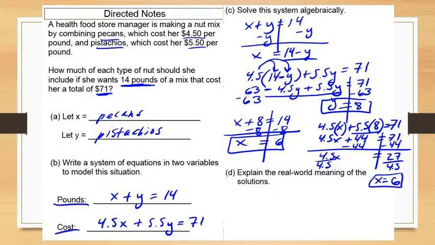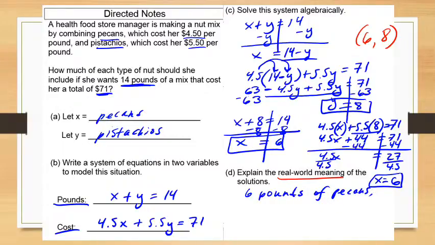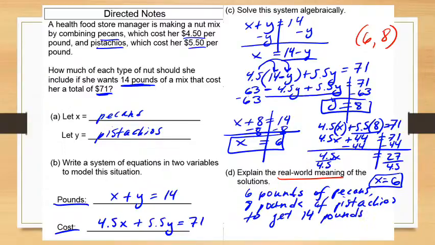However, again, I'm going to represent this ultimately as a coordinate pair, or an ordered pair. So I'm going to call this point (6, 8). Now I need to explain its real world meaning. In this case, I'm going to say that I need 6 pounds of pistachios, or I'm sorry, of pecans, and 8 pounds of pistachios to get 14 pounds of a mix for $71.